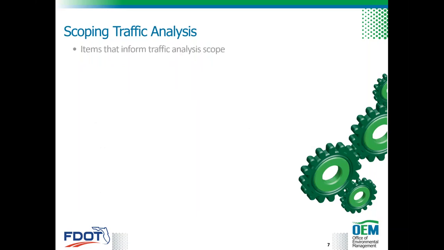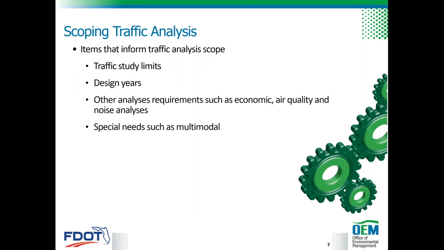In scoping the traffic analysis, since PD&E studies vary in size, type, and complexity, the resulting project traffic analysis has varying levels of detail. The items on this list on the screen inform the traffic analysis scope. For example, the traffic study limits, the design years, other analysis requirements such as economic, air quality and noise analysis, and special needs such as multimodal.